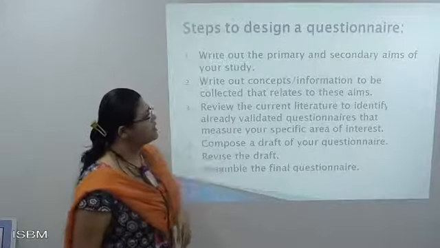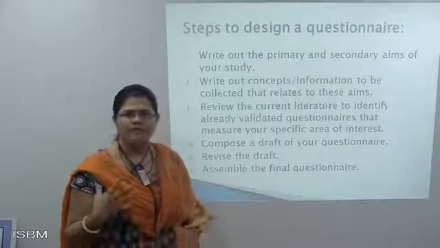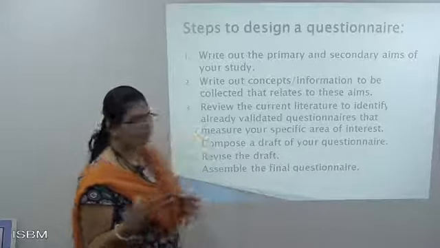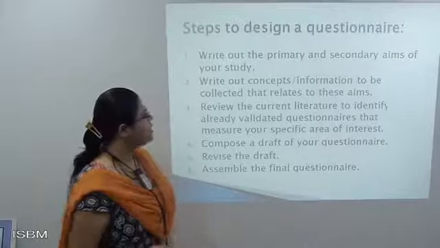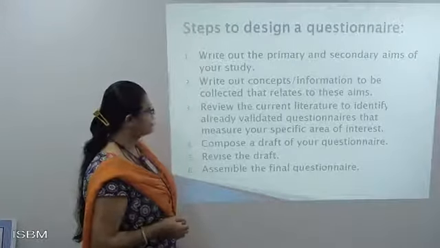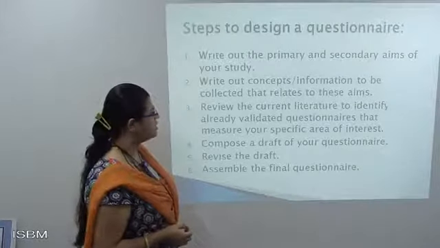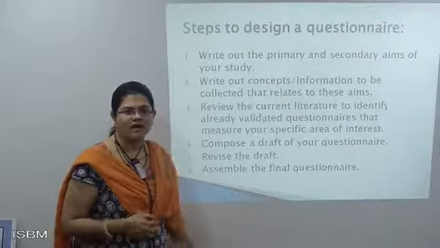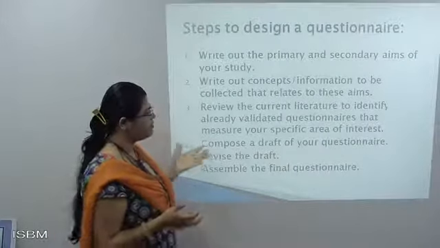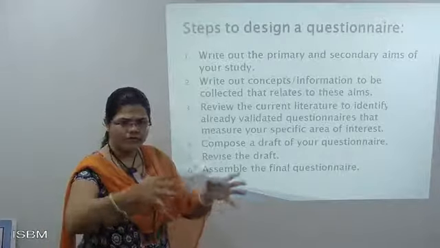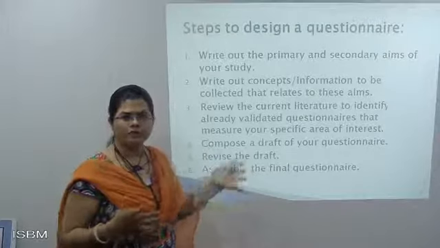Write out the concepts and information to calculate related to this aim. What are the concepts or information you want? According to this you need to match, and thus it is matching through this, so you need to see that also. Review the current literature to identify already validated questionnaires that measure your specified area of interest. You need to check the current literature, what it is currently facing. According to this, you can match it and frame certain areas where interest is being shown, which will be more relevant for people to have that kind of attachment.